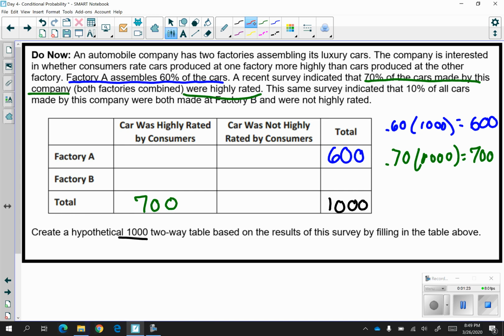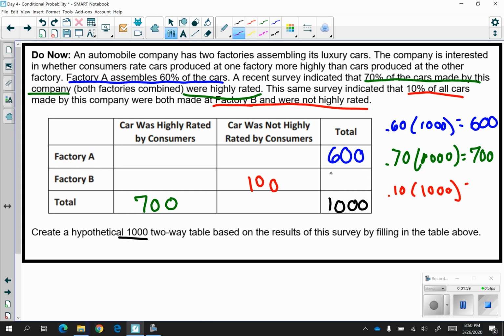And then lastly, 10% of all cars made by the company were both made at factory B and not highly rated. So 10% of the 1,000 is going to give you 100, and that goes in the intersection of factory B and not highly rated. From there, you used all the information that they gave you, and now you can fill out the rest.